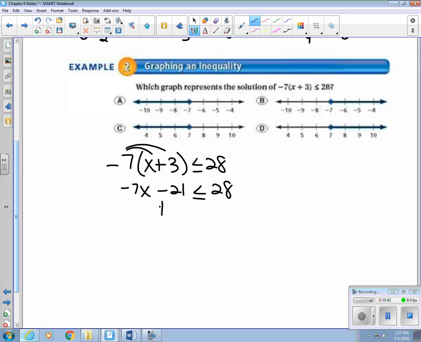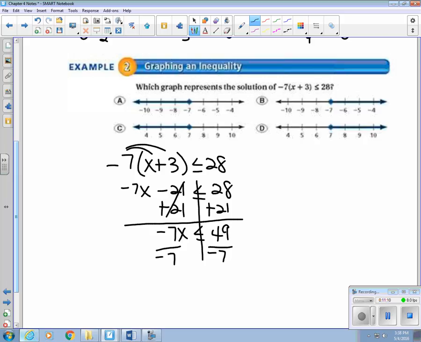I'm going to add 21 first because that minus 21 is less connected to my variable. So I'm going to do that. Negative 21 and positive 21 cancel out. I have negative 7x left is less than or equal to 28 plus 21 is 49. To get rid of negative 7 that's being multiplied by x, I'm going to divide by negative 7 on both sides. So I'll put it over a fraction bar.